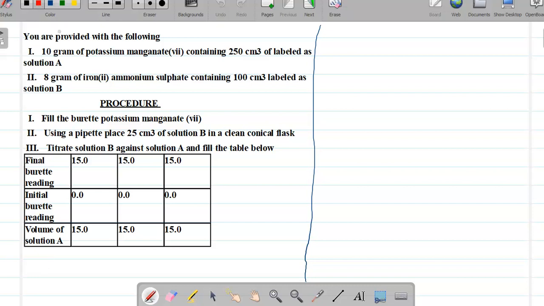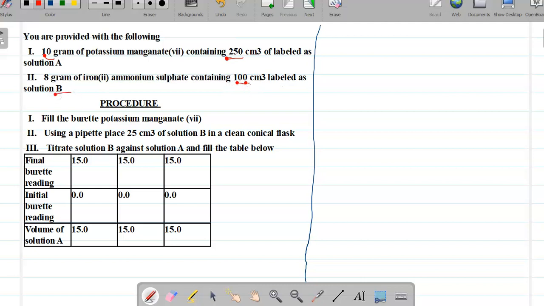Hello, we are still in redox titration, and this lesson is the second phase of redox titration. So we have this question: 10 gram of potassium manganate(VII) contains 250 cm³ of liquid, labelled as solution A. We have 8 gram of ammonium iron(II) sulfate, which contains 100 cm³, labelled as solution B.